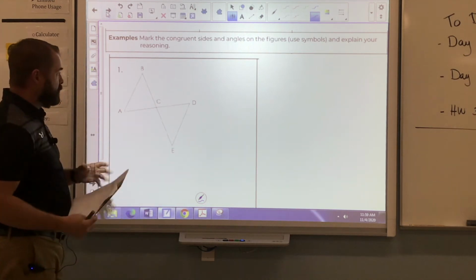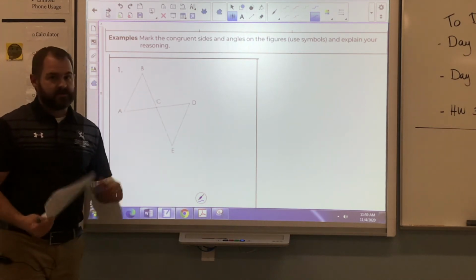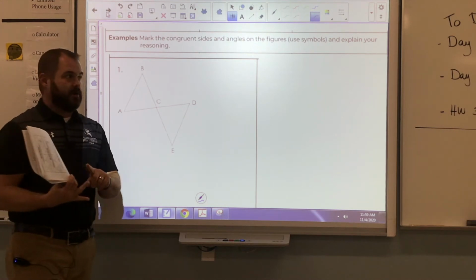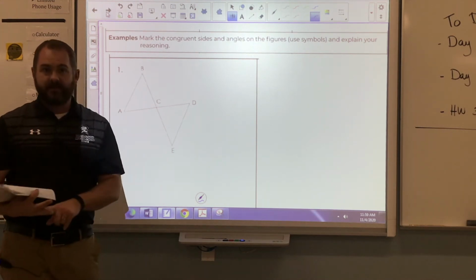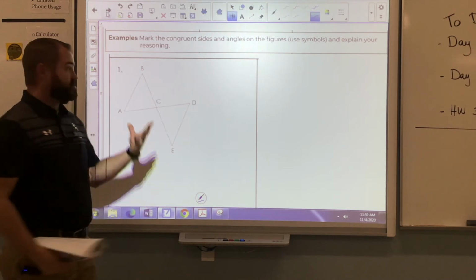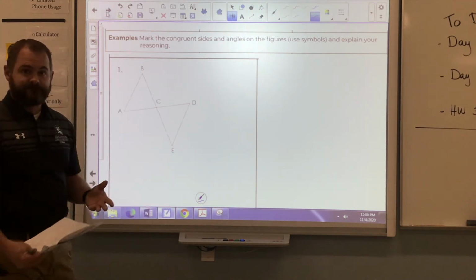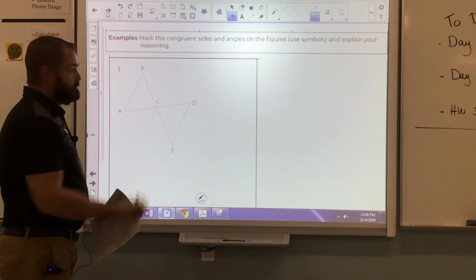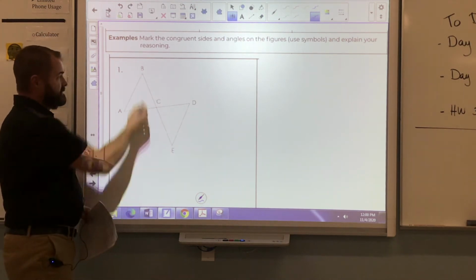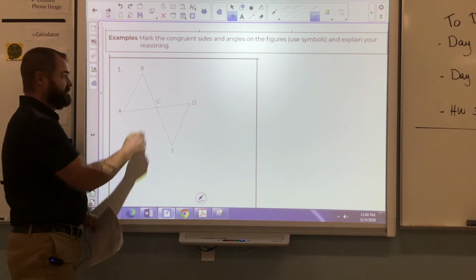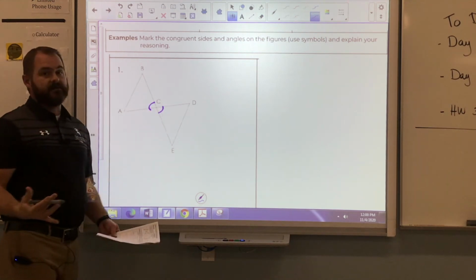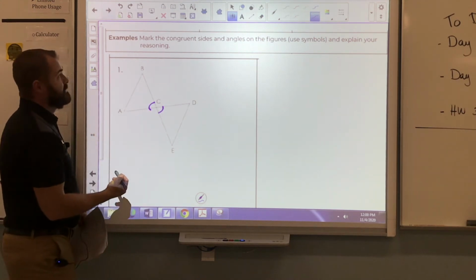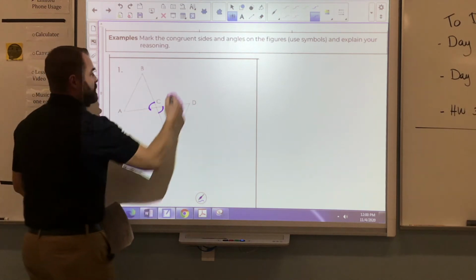So as we look at example one, there's not a whole lot marked there. There's no parallel sides. There's no right angles. There's no congruent sides or congruent angles marked already. It's just the way the lines intersect. Again, sorry about the bells. As we look at this, the only thing we have to go off of is that these lines intersect, which really just gives me congruent angles that are vertical angles.